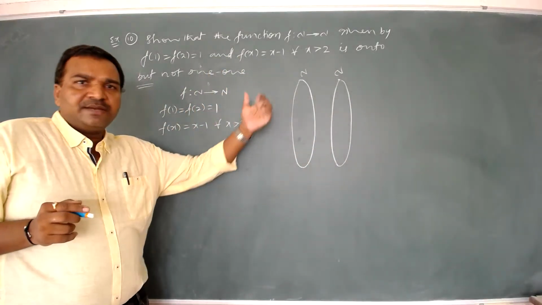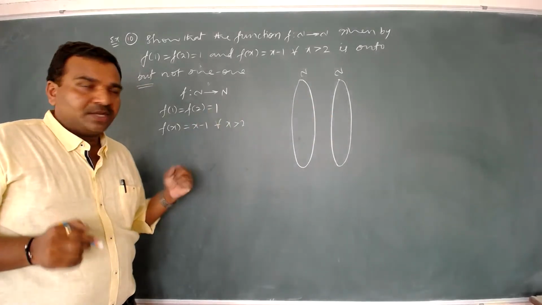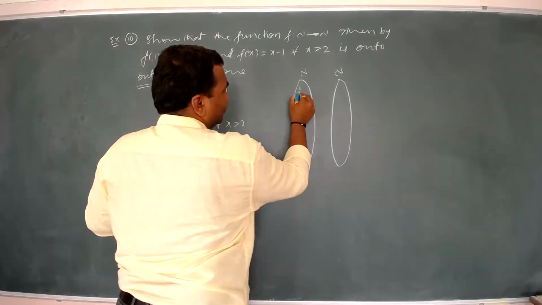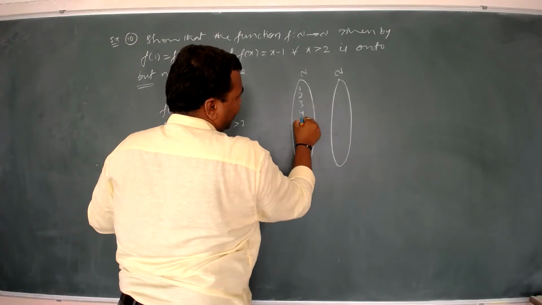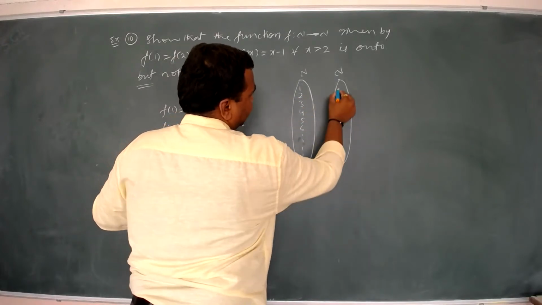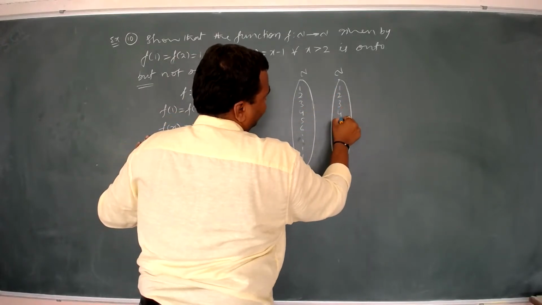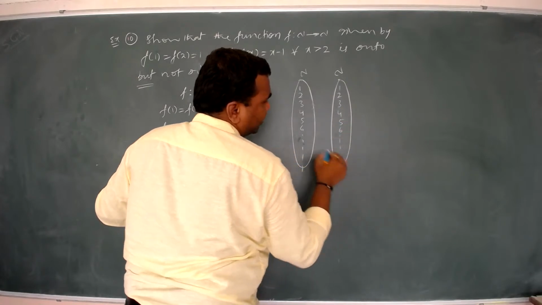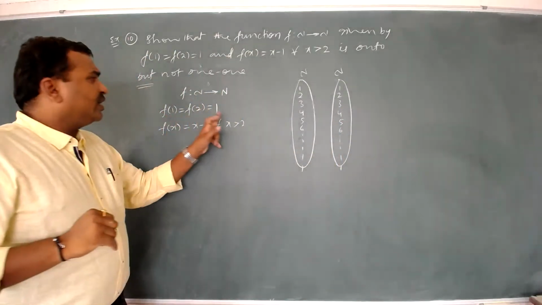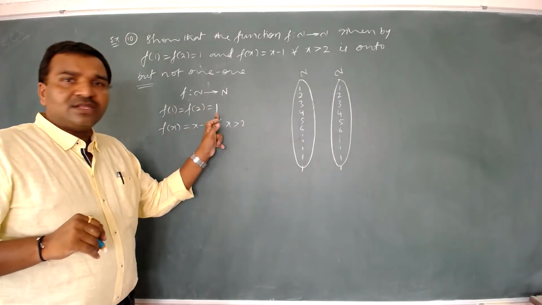So I will explain by diagram, then we will do the problem. So what are natural numbers? 1, 2, 3, 4, 5, 6, and so on. Here also natural numbers 1, 2, 3, 4, 5, 6, and so on. Clearly, f of 1 equal to 1. So 1 maps with 1.